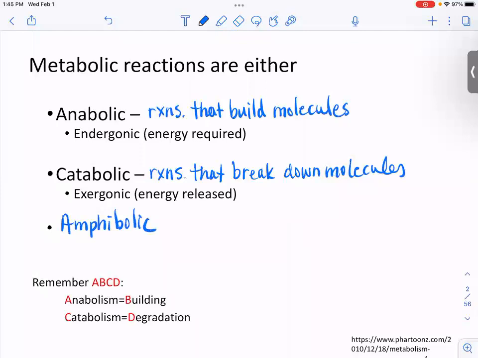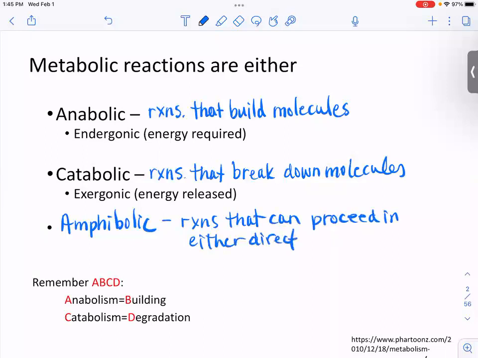Remember that the prefix amphi means both. Amphitrichous flagella is a flagellum at each end of the cell. Amphibian, both water and land. So amphibolic reactions can proceed in either direction. I'll try to note that as we go along. A lot of these processes that we're going to talk about, the reaction can go one way, or with just a few differences, it can proceed back the other way as well.